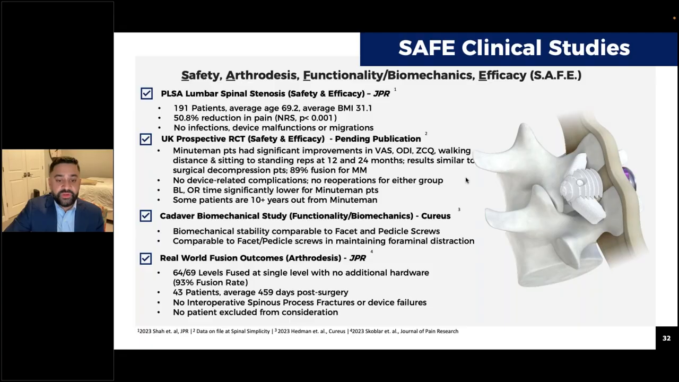Finally, there was the real-world fusion outcomes study, which I think was a widely cited study, in which about 64 out of 69 levels were fused according to a radiographic study. So there was a 93% fusion rate. There were a total of 43 patients at an average of 459 days post-surgery. And the other good news is that there were no intraoperative spinous process fractures or device failures, and no patient was excluded from consideration in this study as well.